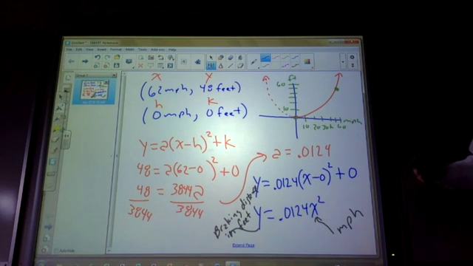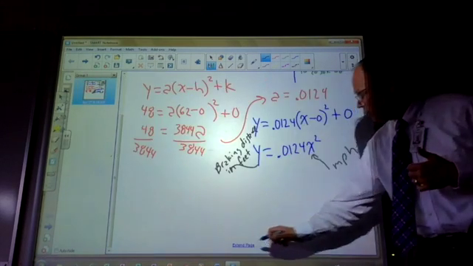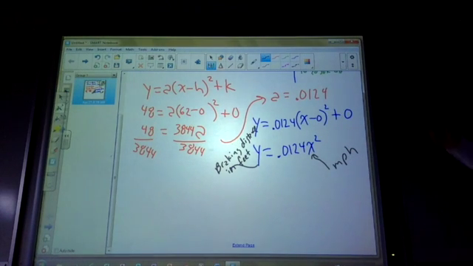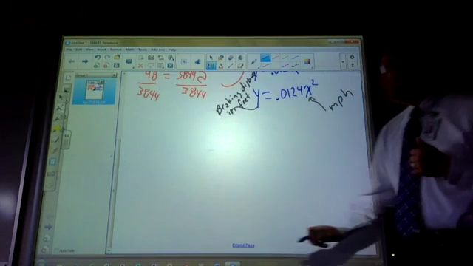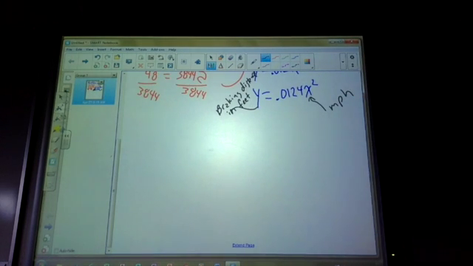All right, so let's think about this a little bit further. So here's our equation. Y equals 0.0124x squared. Okay? So if I interpolate, that means that I'm going to put something inside of our data. That means that from 0 to 62 miles per hour, I'm interpolating. If I go outside of 62 miles per hour, I am doing something called extrapolating. Okay? Extrapolating outside the data, interpolating inside the data. Does that make sense?